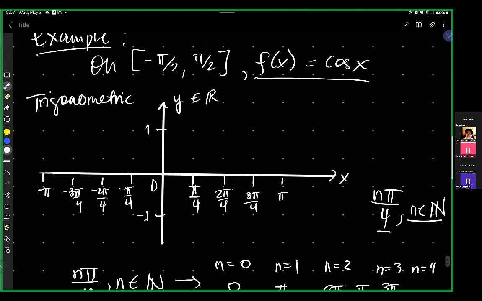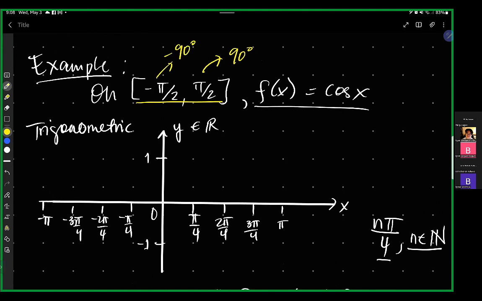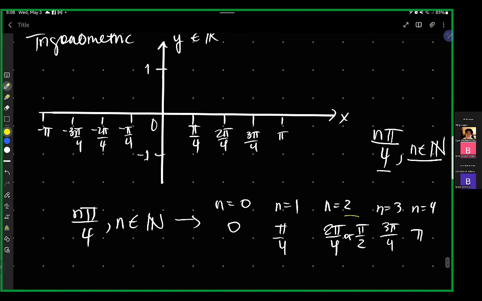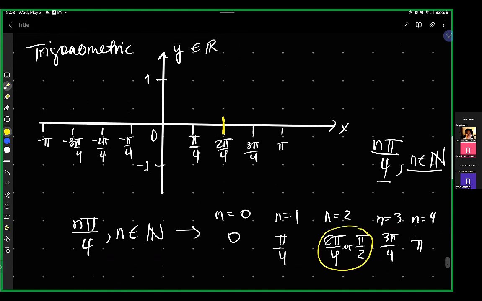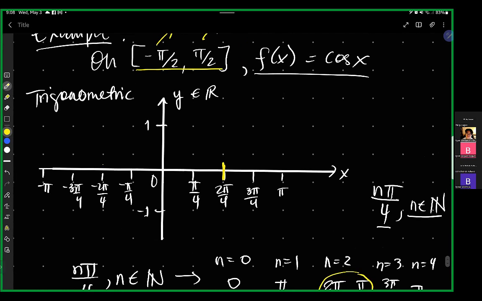So, pag piplotin na natin siya dito, it is important that you consider first the interval. The given interval is negative pi over 2 and positive pi over 2. So, the equivalent value for this is just 90 degrees and negative 90 degrees. Okay? So, let's plot this for the given interval. And we know that pi over 2 is just 2 pi over 4. On the right-hand side, this is the endpoint, and this is another endpoint on the left-hand side.